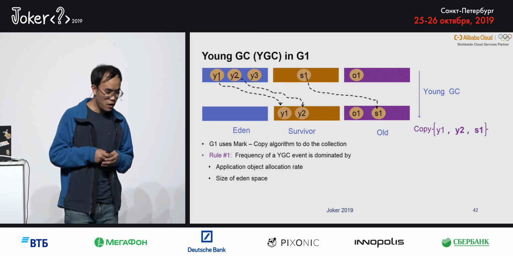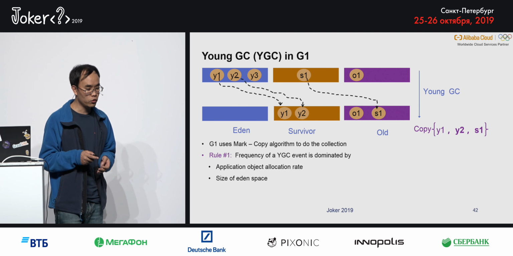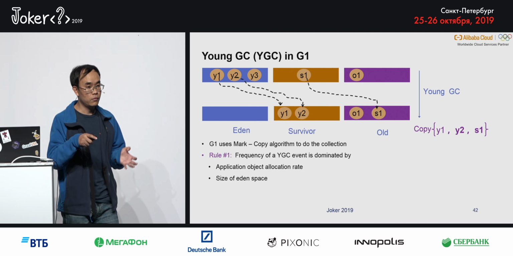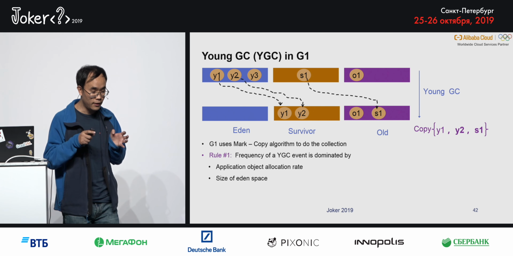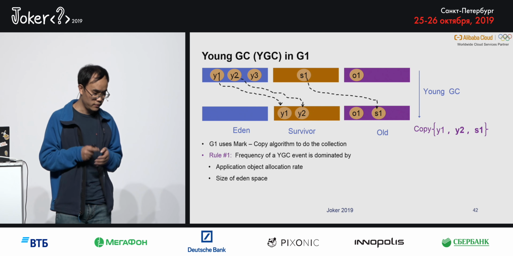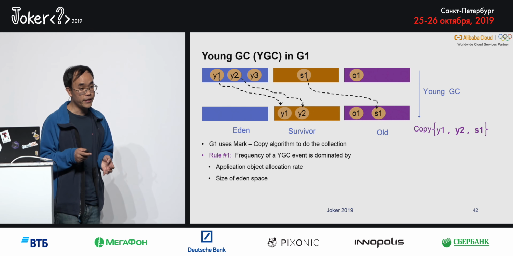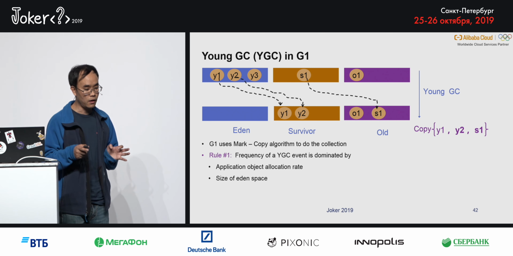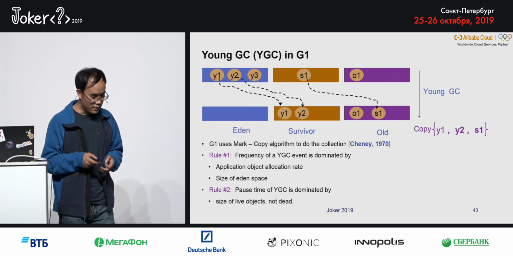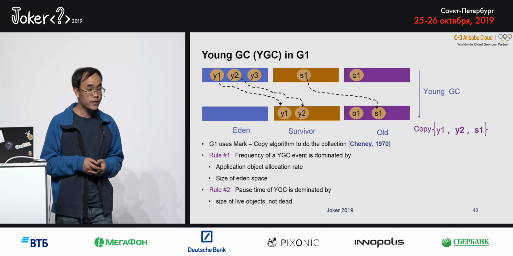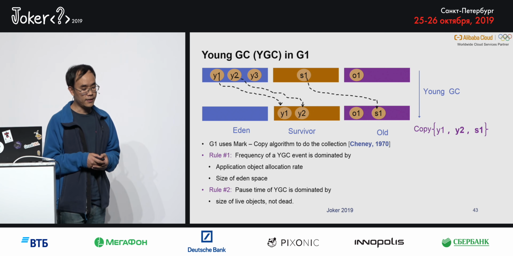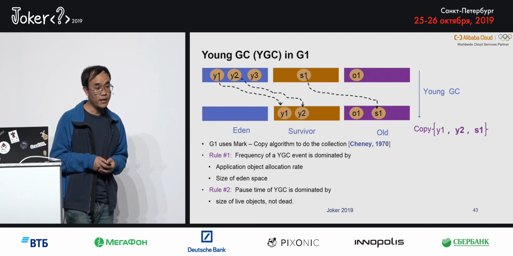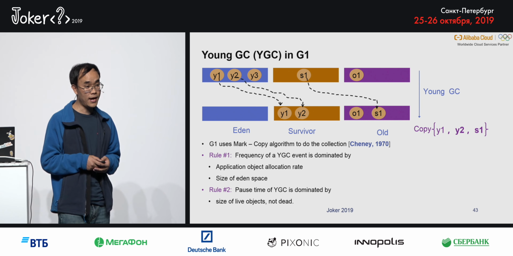So for young GC in G1, actually I have two rules here. Number one, the frequency of young GC events is controlled by the rate of your application allocation, right? If you have a high allocation rate, then you will have very frequent young GC. It is also controlled by the size of Eden space. If your Eden space is smaller, then you will get very frequent young GC. The second thing is the pause time of young GC is controlled by the live data set, not the dead data, right? In this case, you can see we just copy y1, y2, and s1, and we don't touch any dead objects.